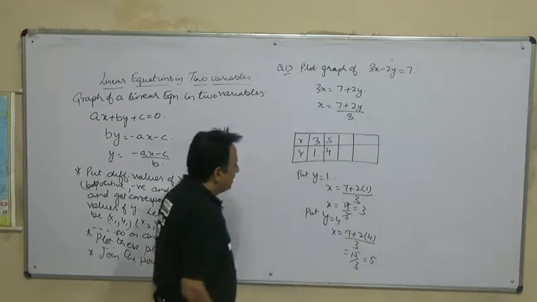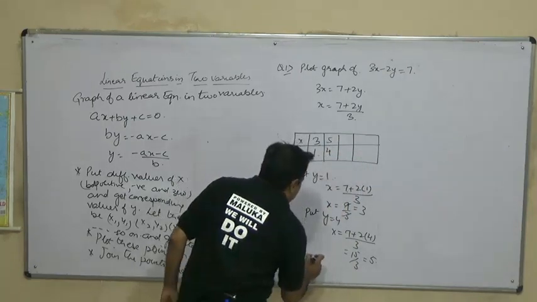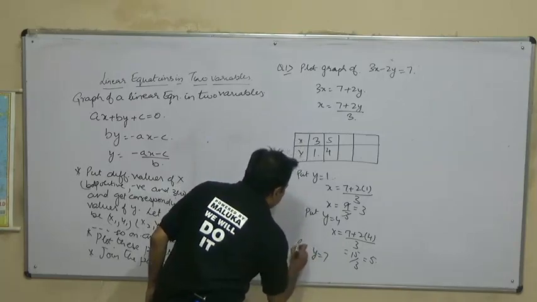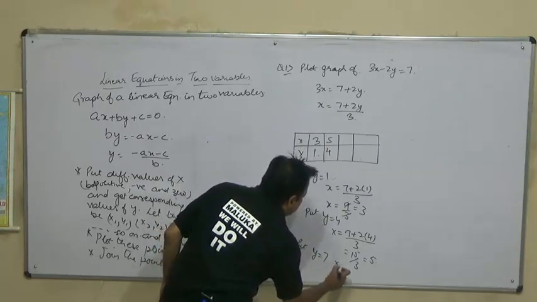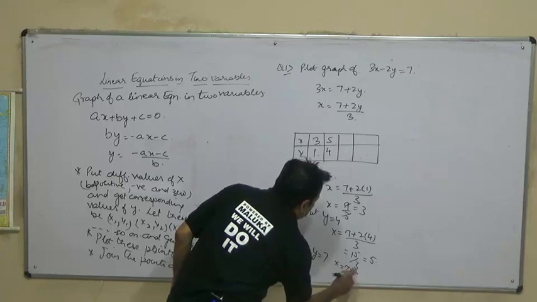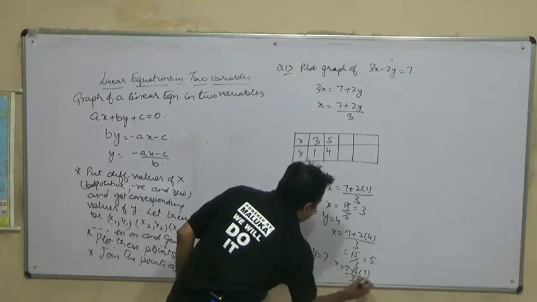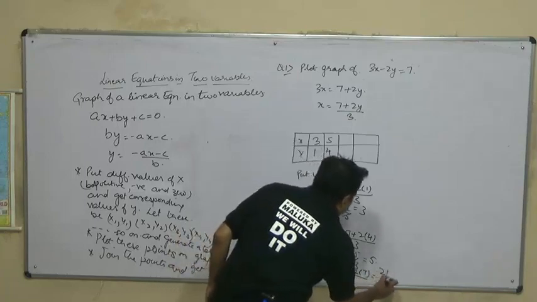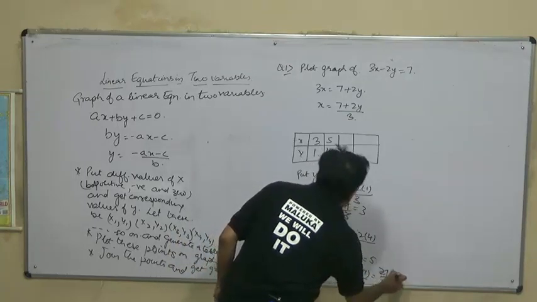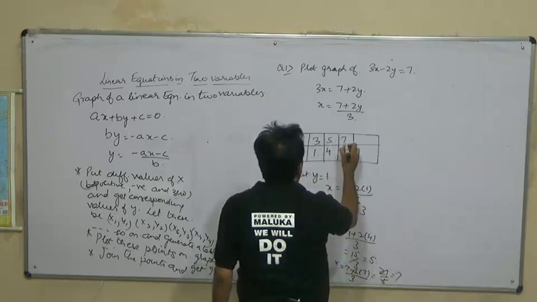Now it may be 7. Next value we may fill 7. Y is equal to 7. So x will be equal to 7 plus 2 into 7 upon 3. So this will be 21 upon 3, which is 7. So the point is 7, 7.